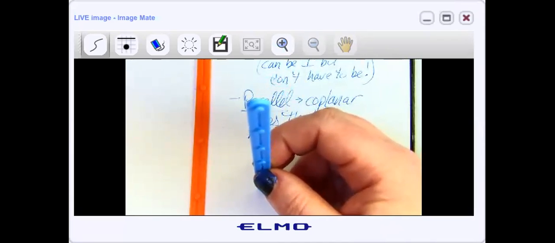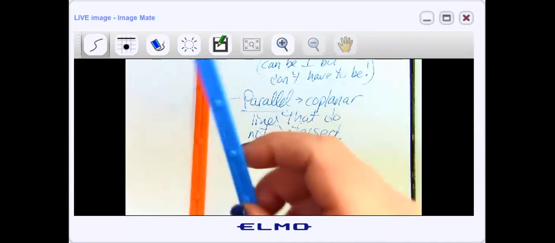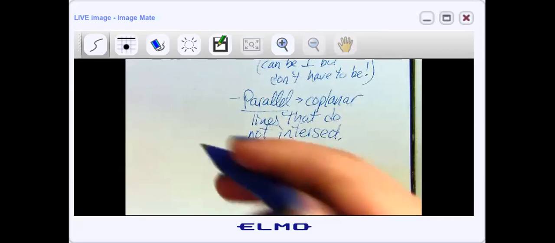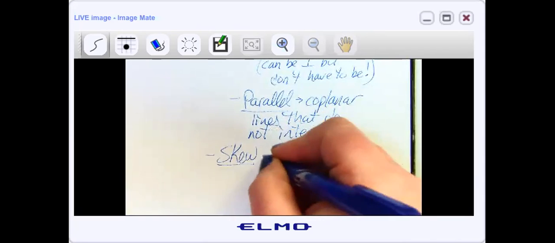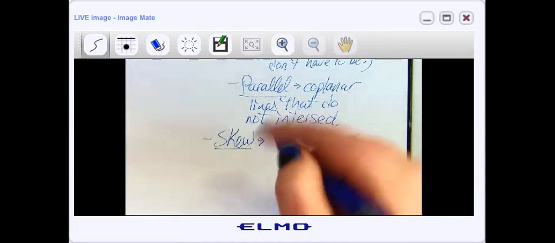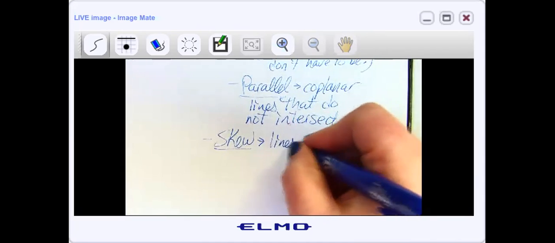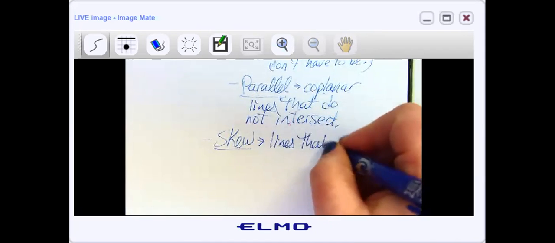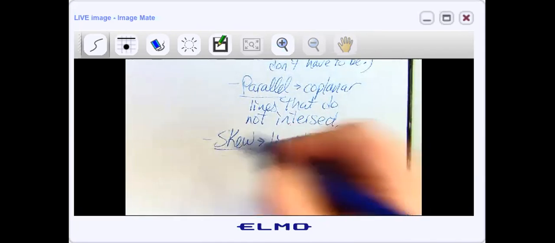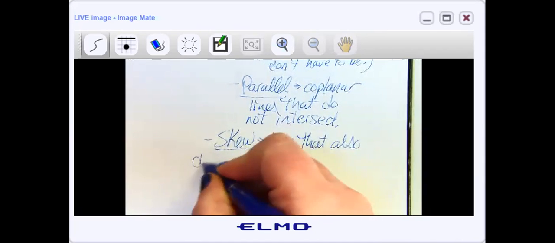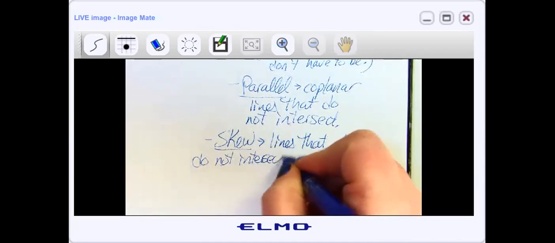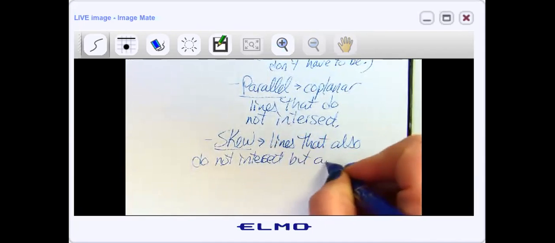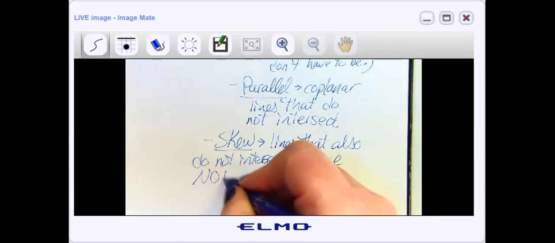It was called skew. Remember that? S-K-E-W, skew. These are the lines that also do not intersect, but are not in the same plane.